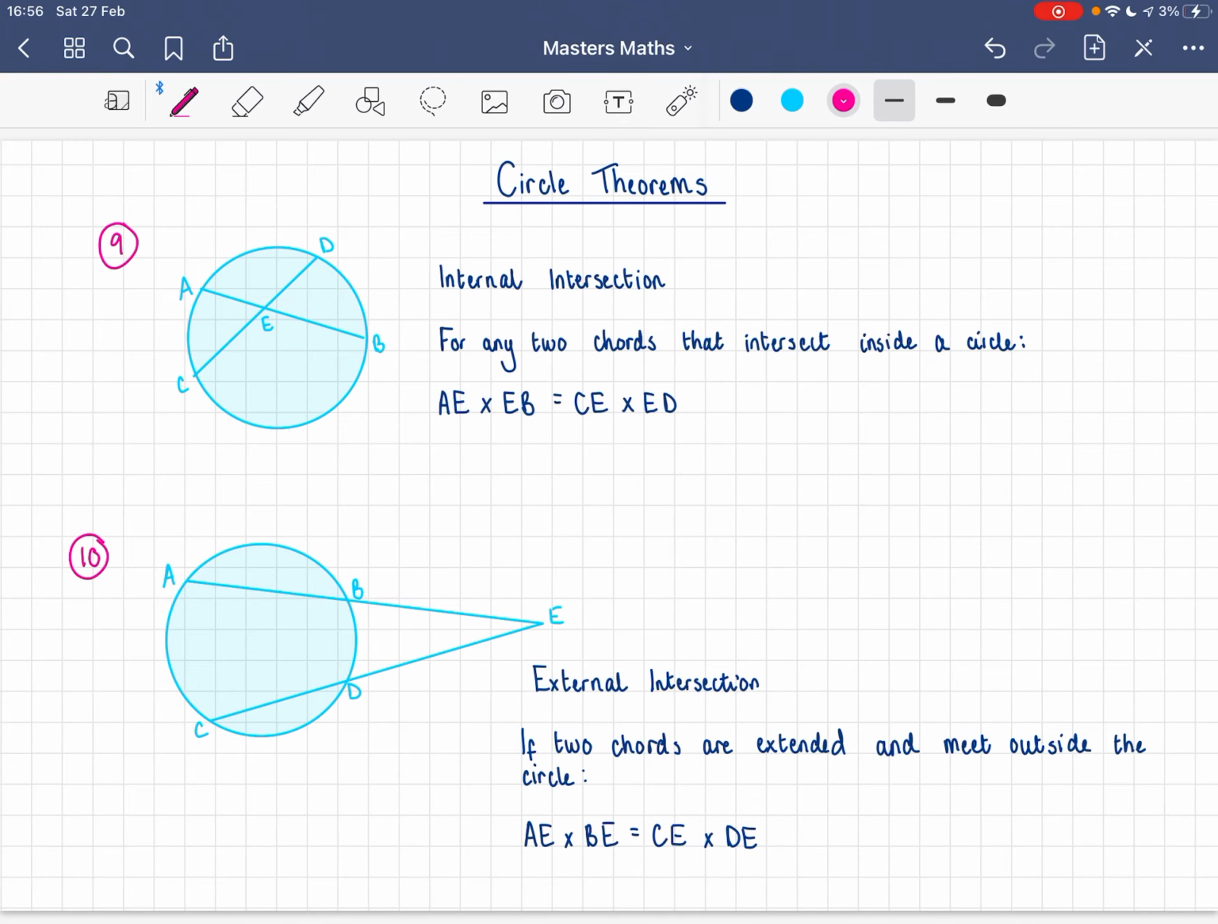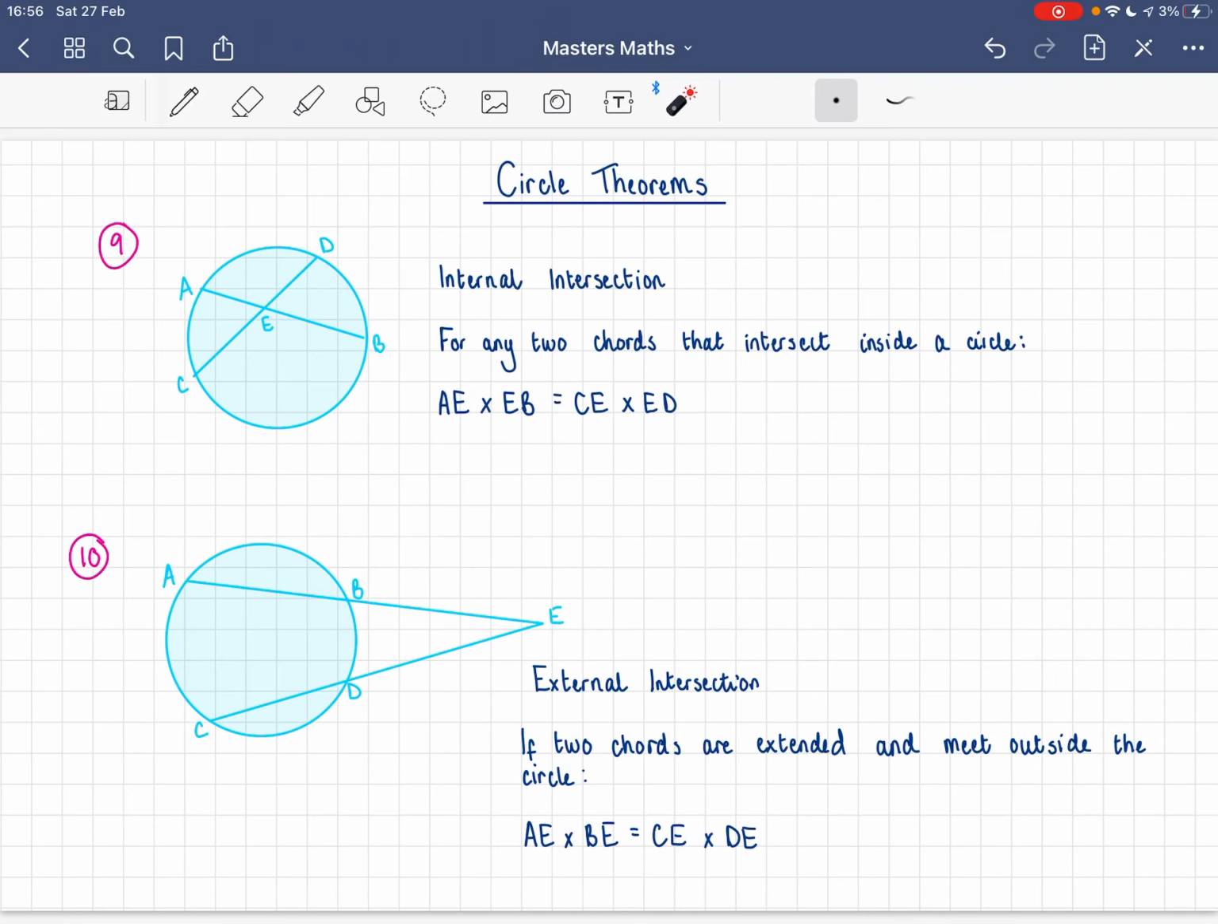If we take the two parts of that AB line, so from A to where they cross at E, and then from E to B, if we take those as two separate lengths and multiply them together, we get the same as if we multiplied from C to E by E to D. We get the same answer. So if we multiply AE by EB, we get the same answer as if we did C to E multiplied by E to D.